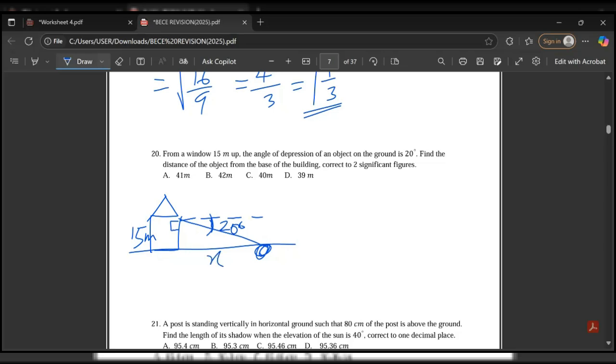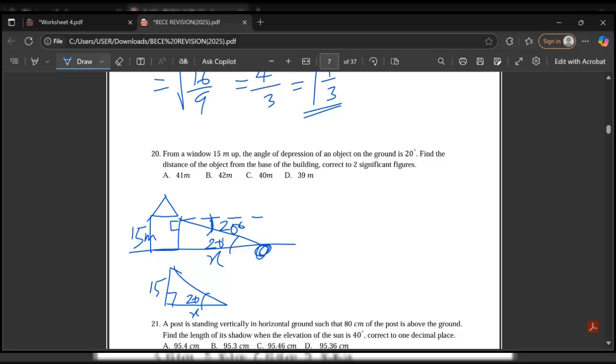So if I want to redraw this, I'm going to have it this way. This is a right angle triangle. This is 15. Then since this one is 20, alternate angles are equal. So this will be 20 degrees. All right, so this is going to be 20 degrees here. Here, we are now finding this place, X here.